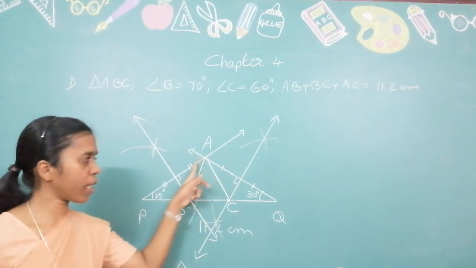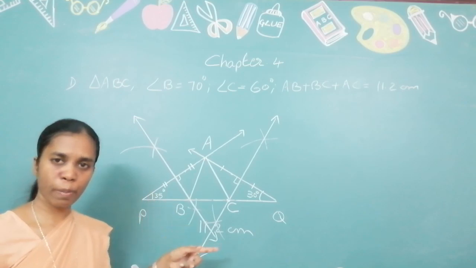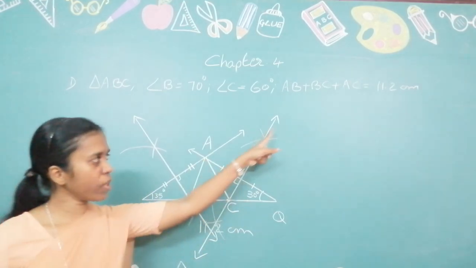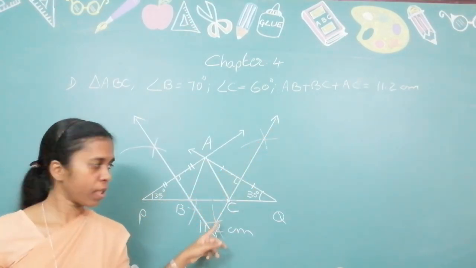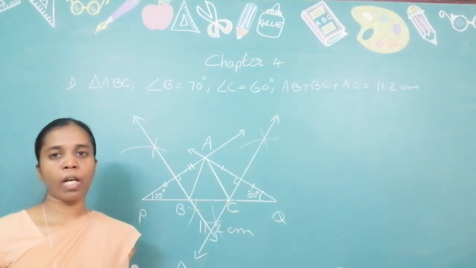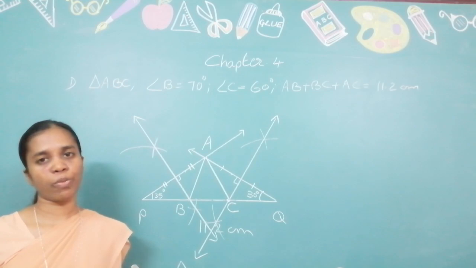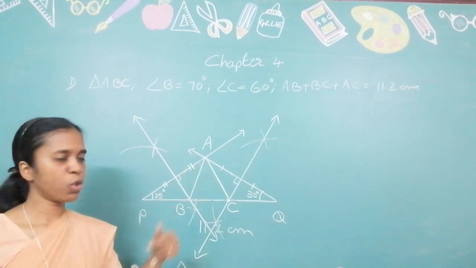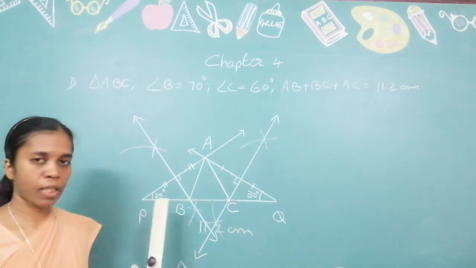Now you have two sides over there, draw the perpendicular bisectors of them. Wherever the perpendicular bisectors intersect the base, those will be the other two vertices of the required triangle. Then you join them.